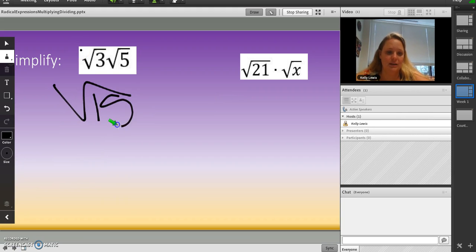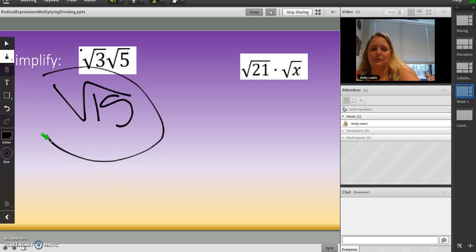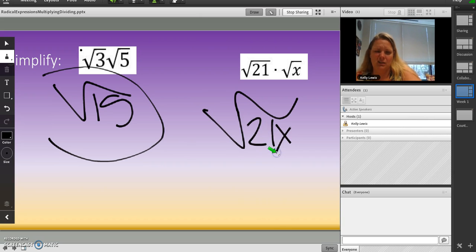So the square root of 15. 15 doesn't simplify at all, so it's done. Next, the square root of 21 and the square root of x, they're both square roots. And we can't simplify that, so it's also done.